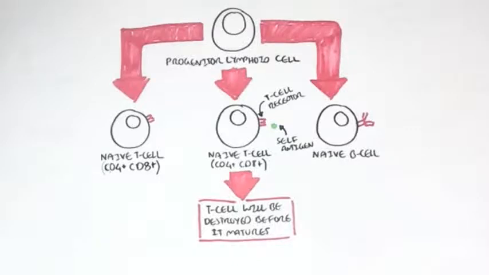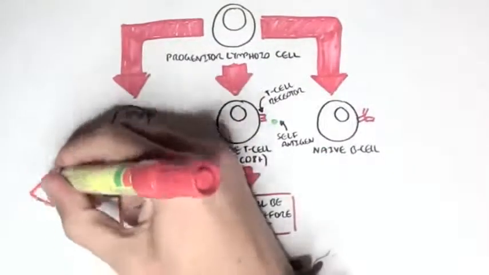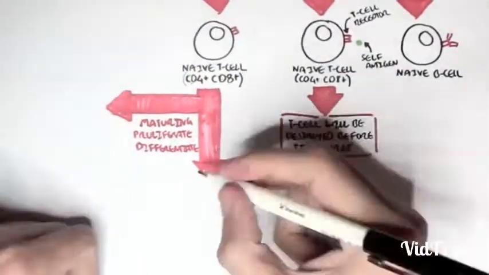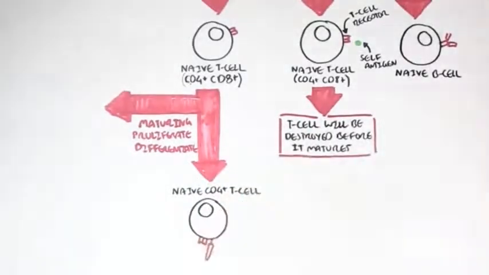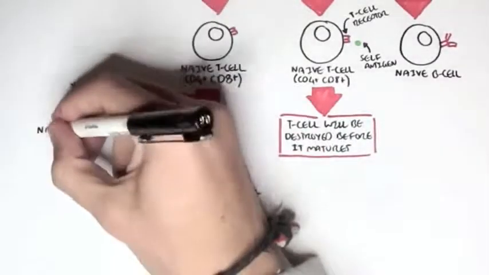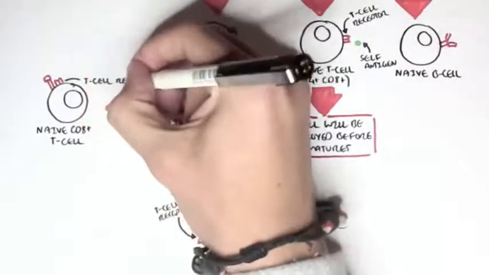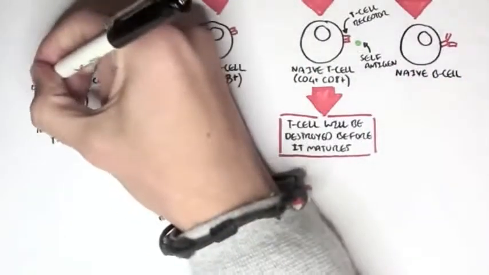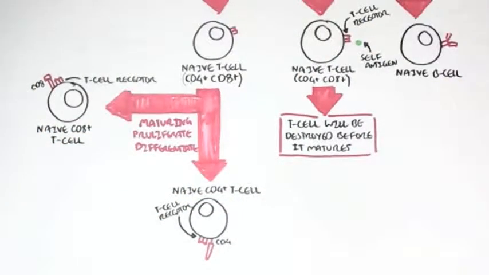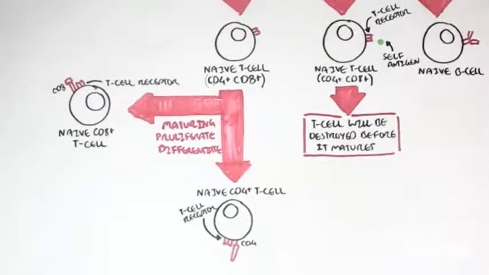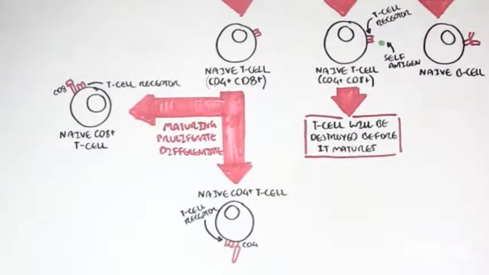When the naive T cells are developed from a progenitor lymphoid cell, they all have CD4 and CD8 co-receptors. However, when they mature, when they proliferate and differentiate, they will either become a naive CD4 T cell with a T cell receptor or a naive CD8 T cell with a T cell receptor. The only difference is that a naive CD8 T cell has a CD8 co-receptor here, and a naive CD4 T cell has a CD4 co-receptor here. So let us follow first what happens with the naive CD8 T cell.